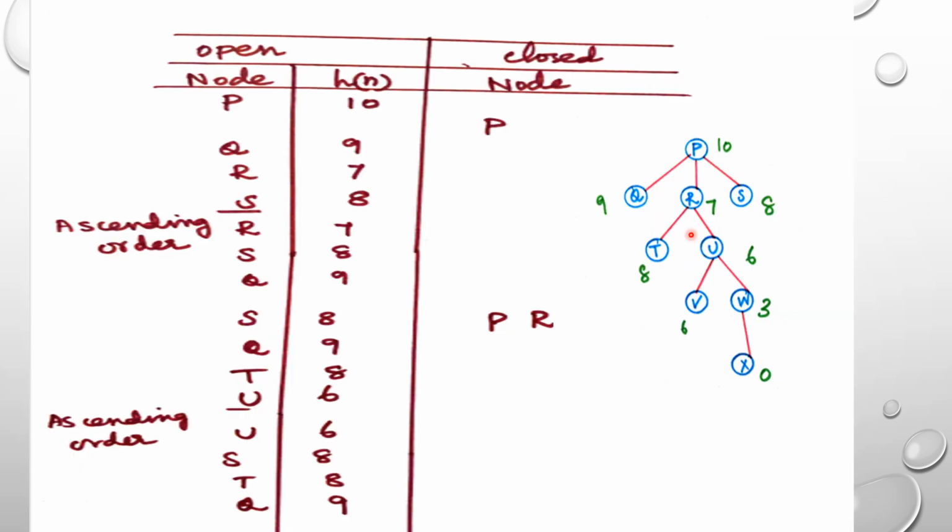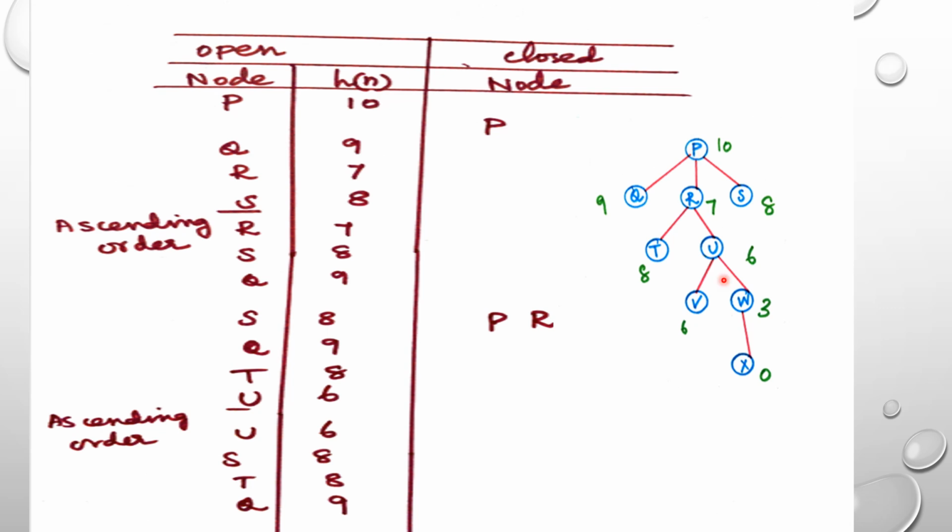From this problem, the starting node, the initial node, is P. And what is the goal node? From the values in the diagram, they are not mentioning anything. So we can consider P as the starting node based upon the h of n value. For the goal node, the h of n heuristic value is always equal to 0. So based upon that, X is the goal node.